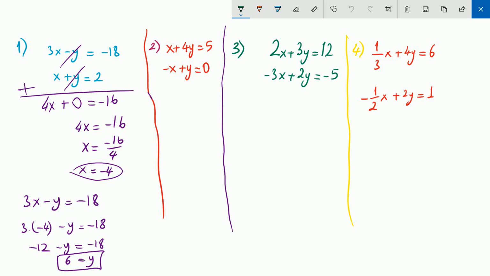Grade 8 students, the second example, it's not hard. X plus, we do the same thing. X plus negative x will cancel each other, so we'll get 0, 5y equals 5, y equals 5 divided by 5, y equals 1.